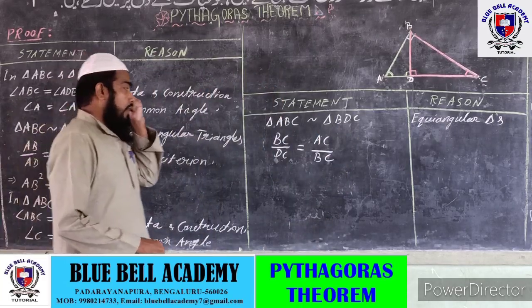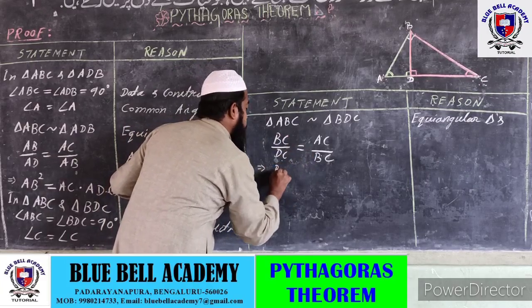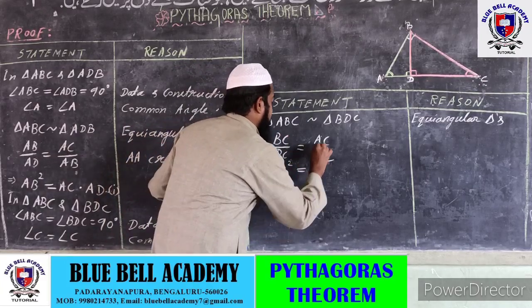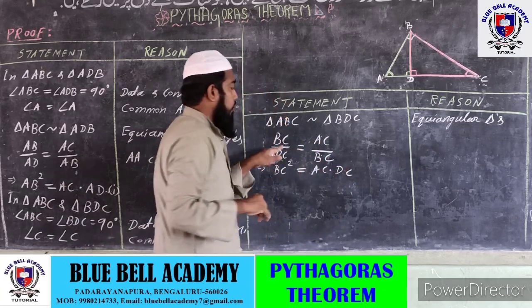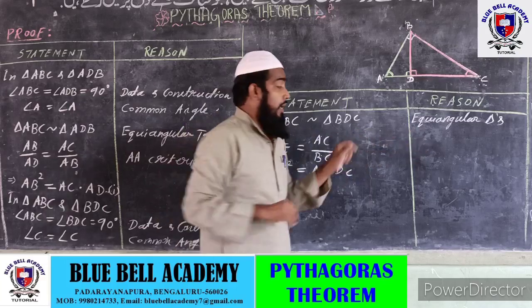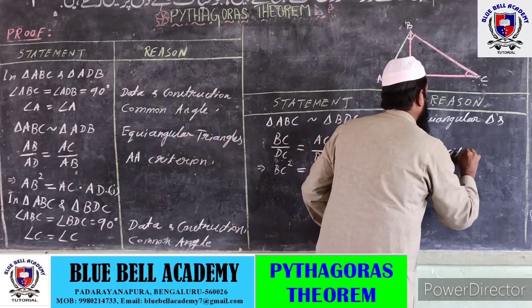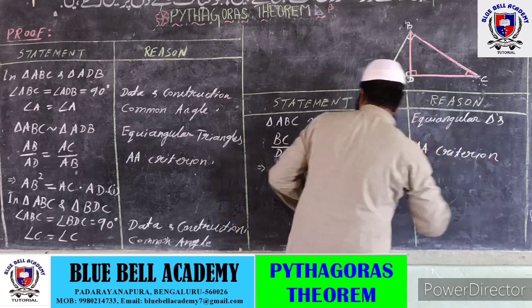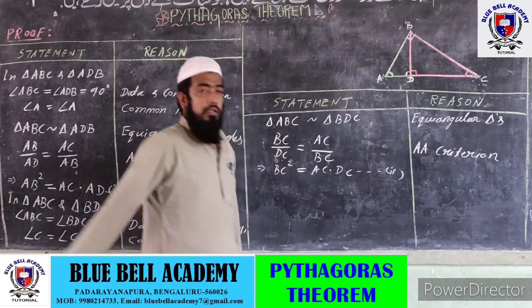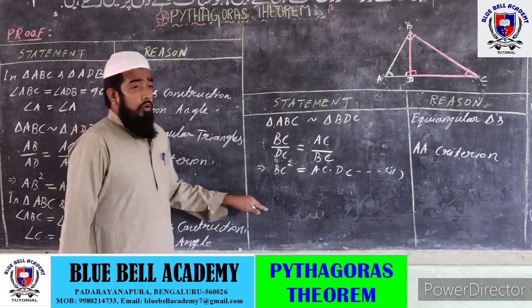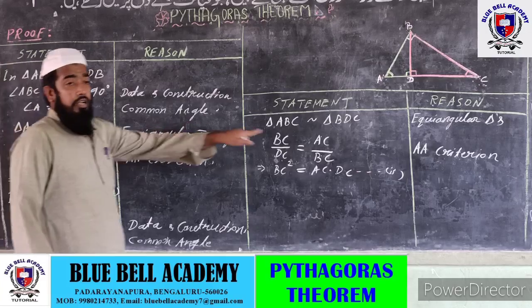And now if we multiply this, we will get BC into BC as BC square, that is equal to AC into DC. And here, sorry, I forgot, here we have to mention the reason, that is AA criterion. And then whatever we got here, this is our equation 2. Is that clear?